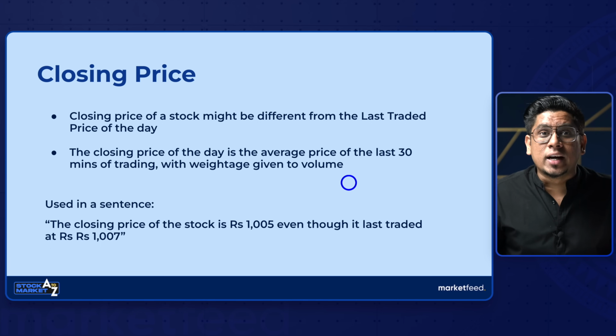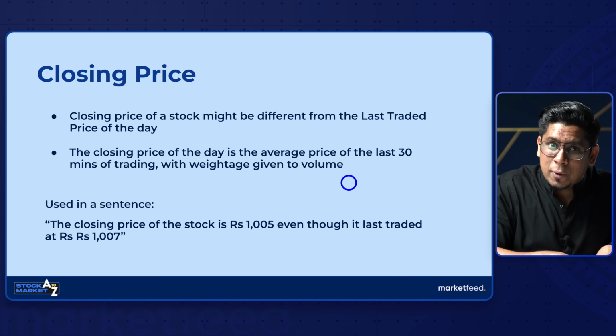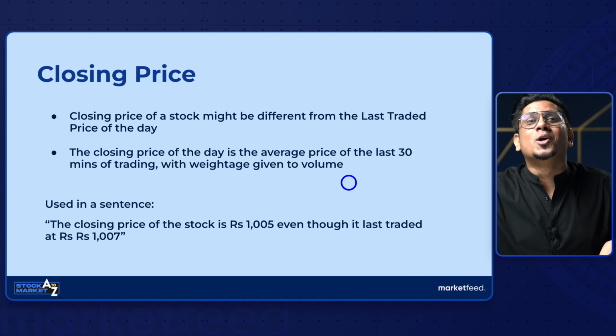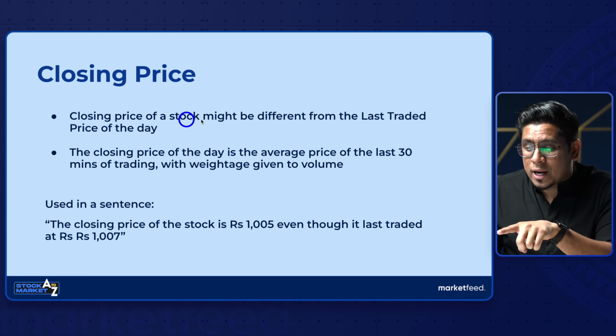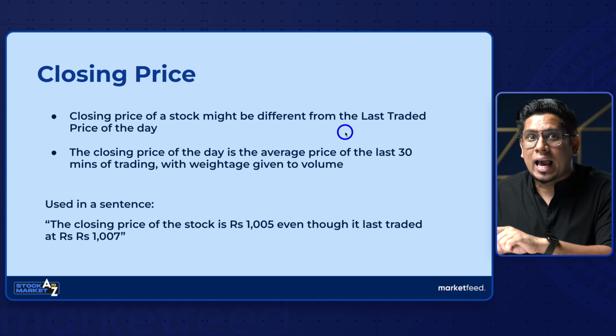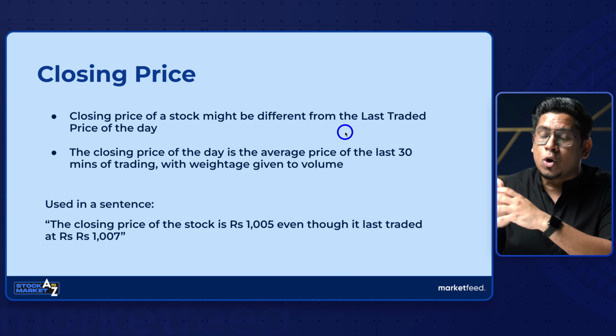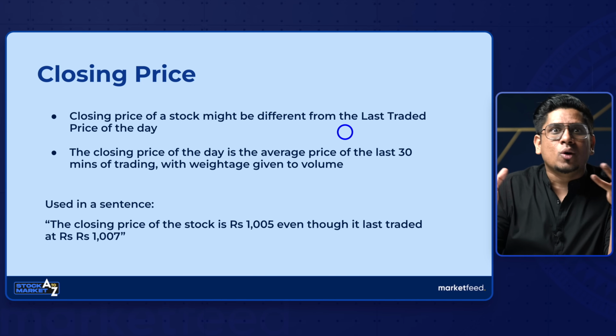At any other point of the day, the LTP is actually the share price. But at 3:30 p.m., the LTP is not actually equal to the closing price. So that's exactly what I'm trying to convey here. The closing price of a stock might be different from the last traded price of the day. As you can see here in Nifty, what is the closing price you see? And what is the LTP at 3:30 p.m. you see? Those are different, right?